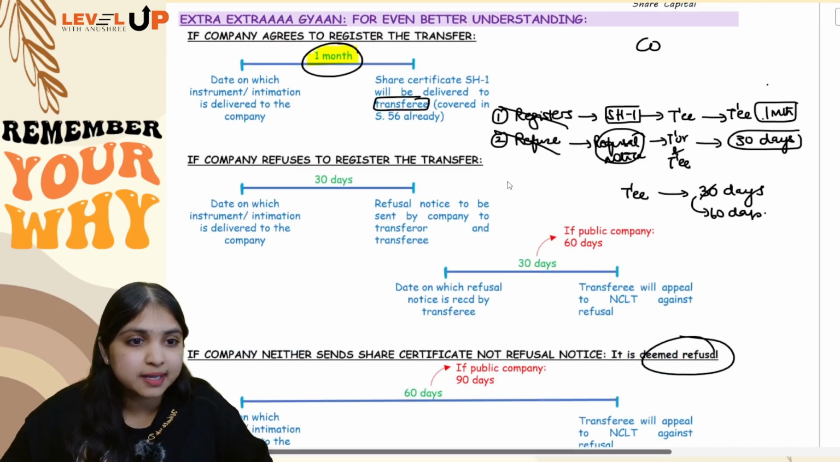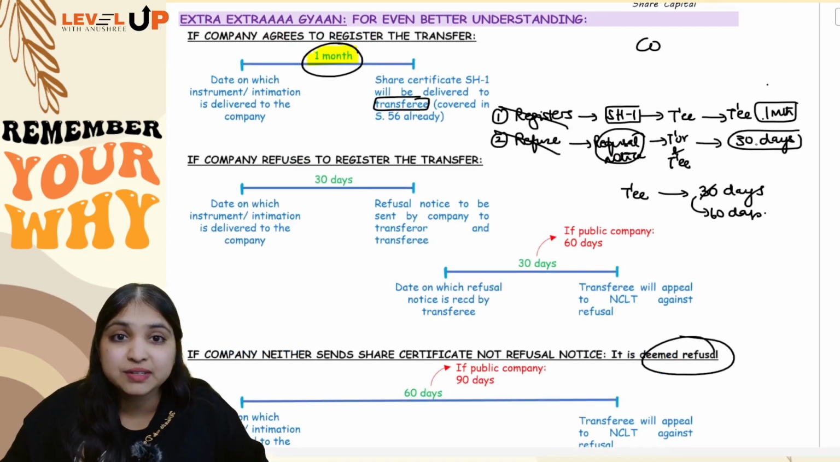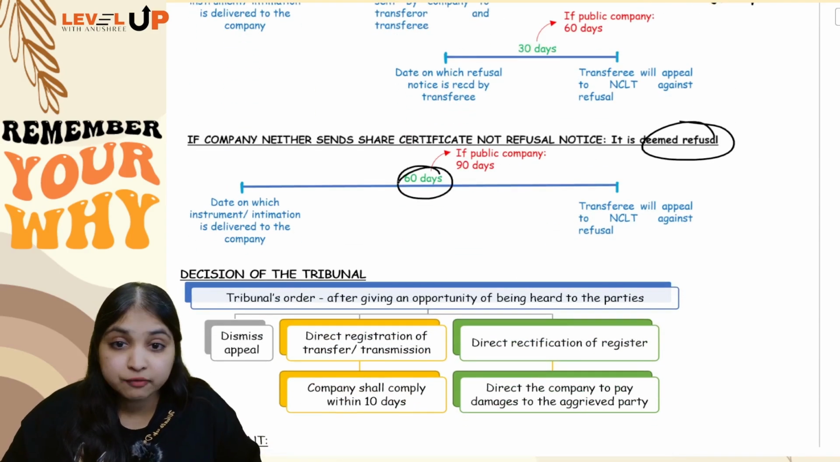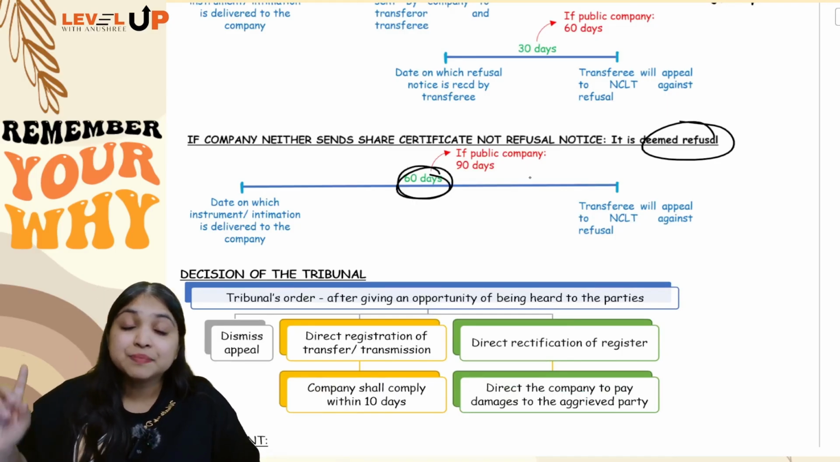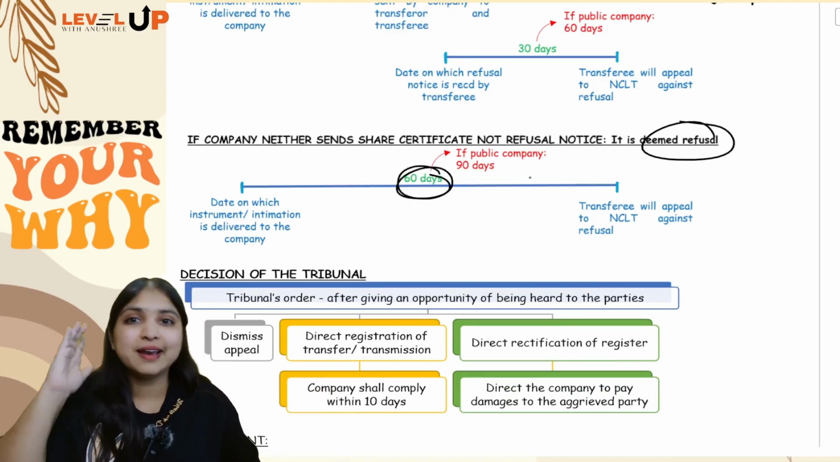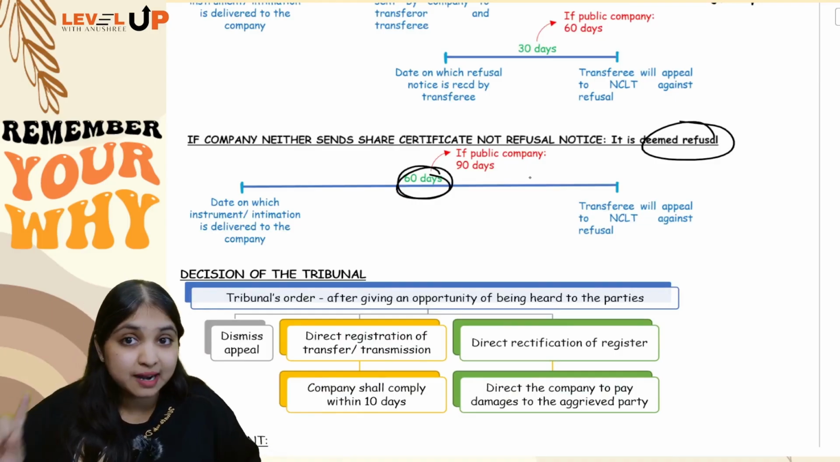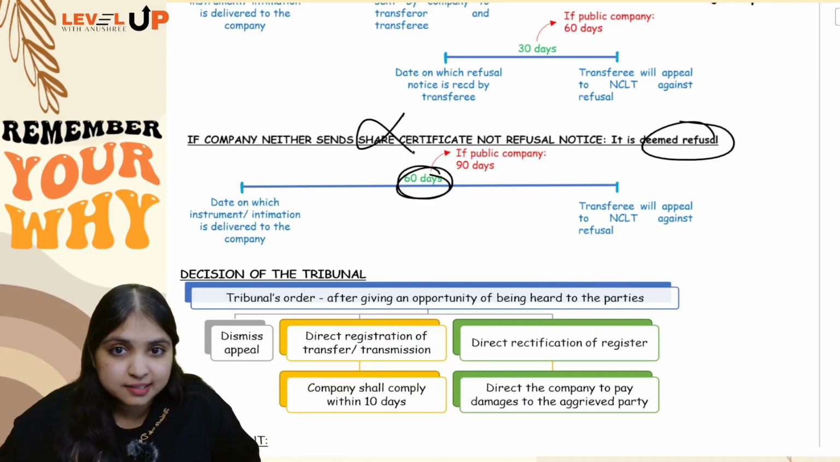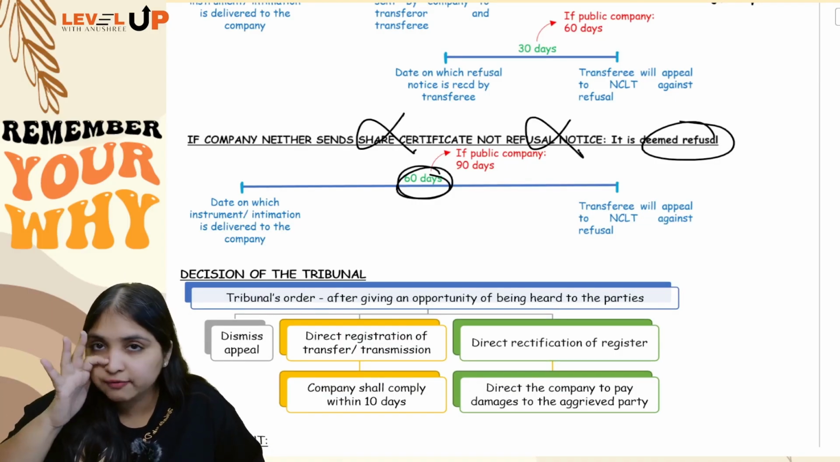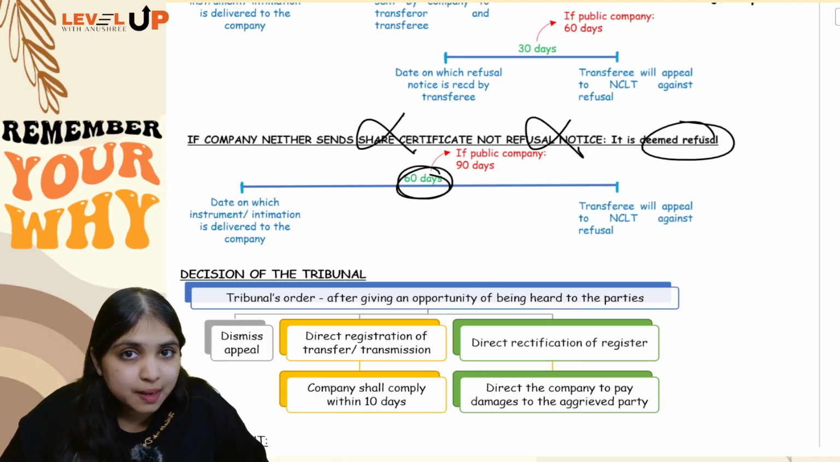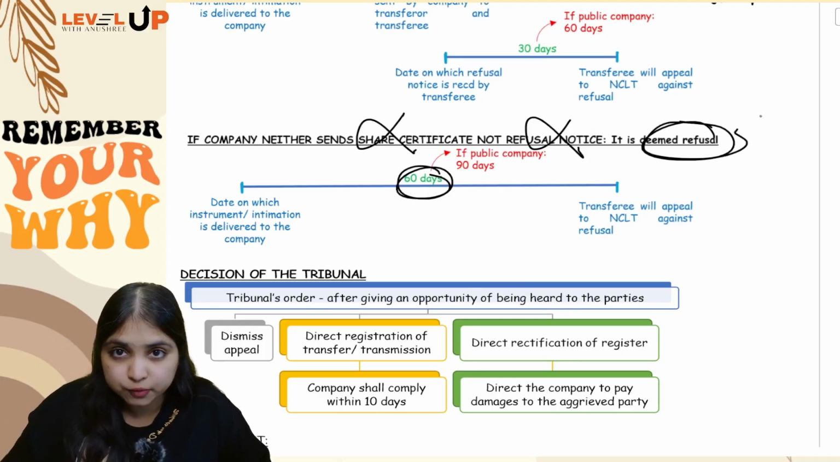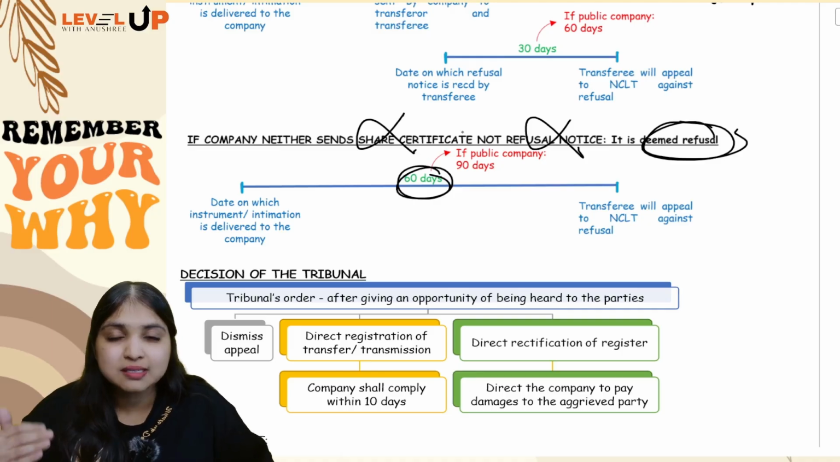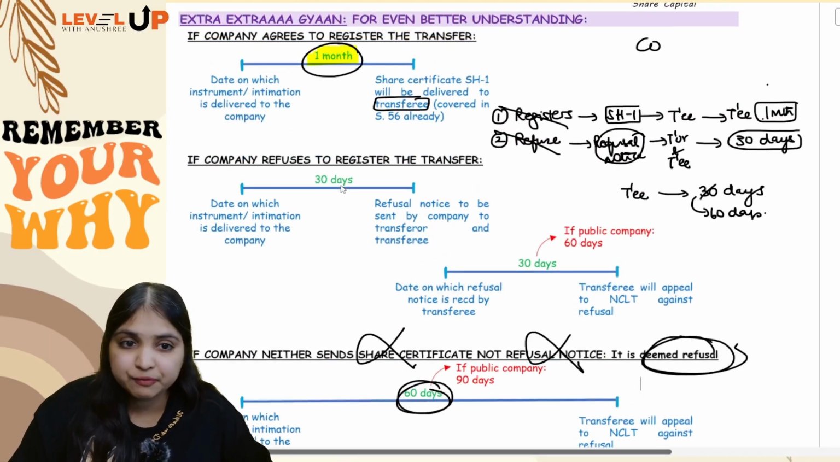Within how much time, guys? We had learned 30 plus 30, within 60 days the transferee can file an appeal. But if it's a public company, 30 plus 60, within 90 days the transferee can file an appeal. Understanding? If the company neither registers a transfer nor sends a refusal notice, then we will assume the company has refused. It is deemed refusal. In deemed refusal cases, the transferee can file an appeal before NCLT.